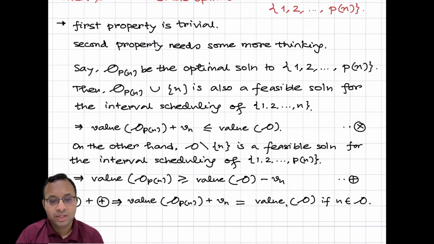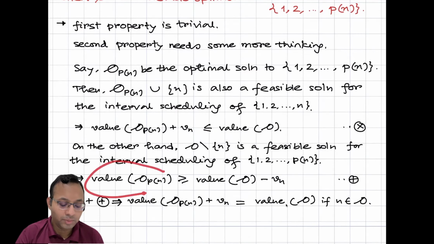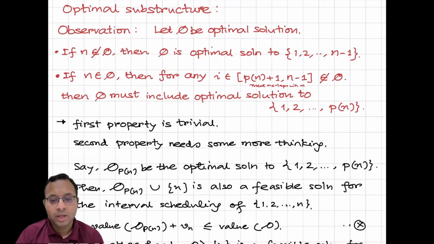Similarly, we can say that O minus n is a feasible solution for the interval scheduling of 1 to Pn, because none of the jobs from Pn plus 1 to n minus 1 are part of this O, so none of the jobs from 1 to Pn are overlapping. So in this case, this is optimal and this is a feasible solution. We had this property, and these two combined give us equality. One is greater than or equal to, one is less than or equal to. The combination gives us equality. So this is the optimal substructure property.